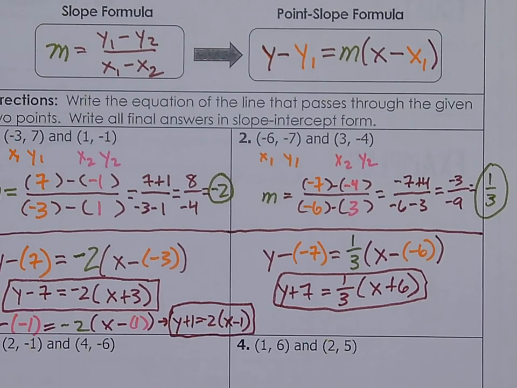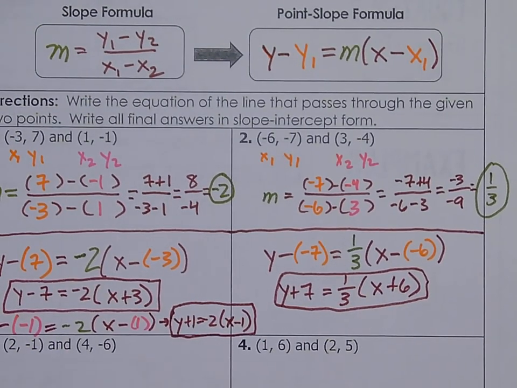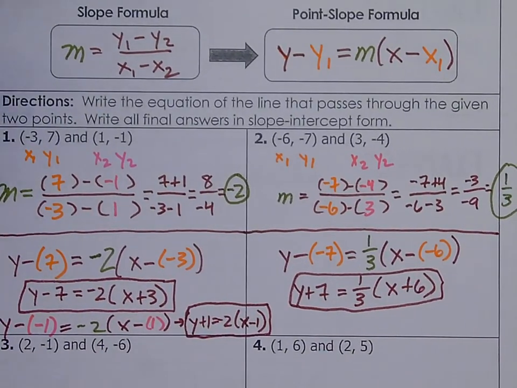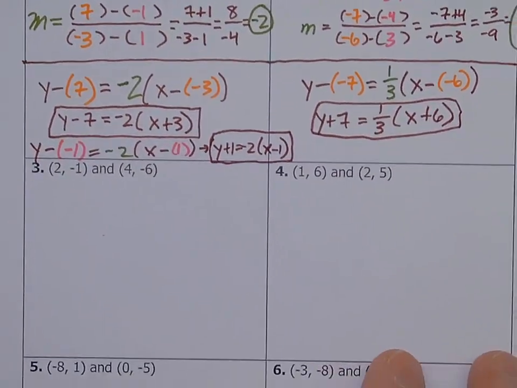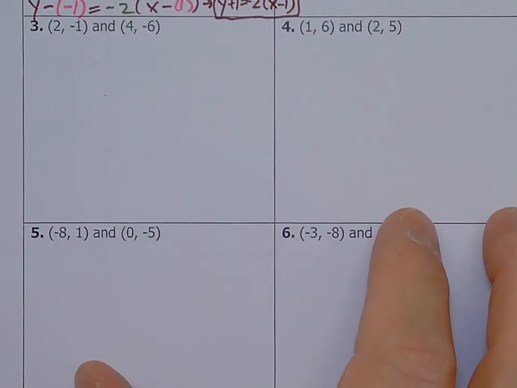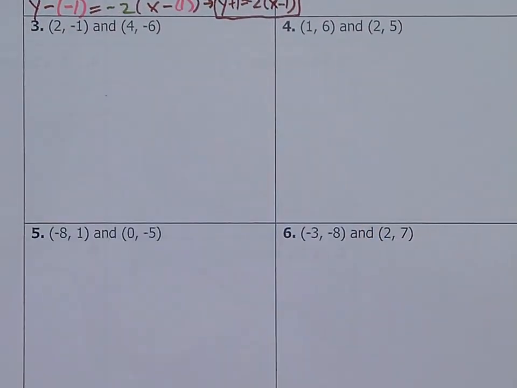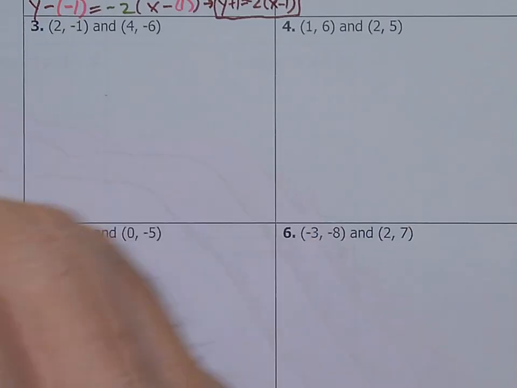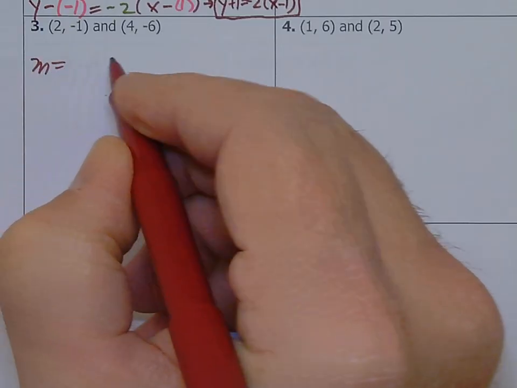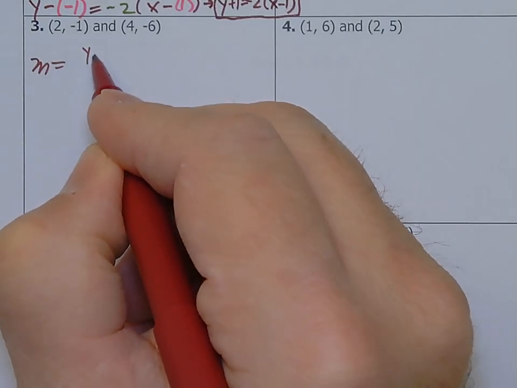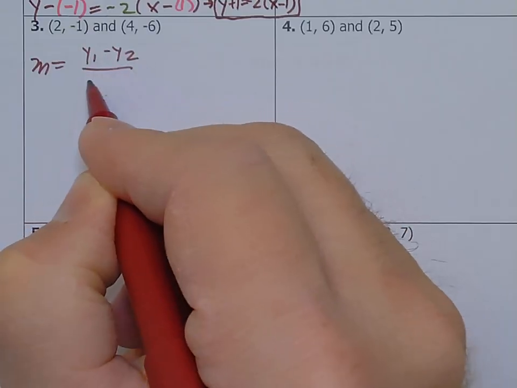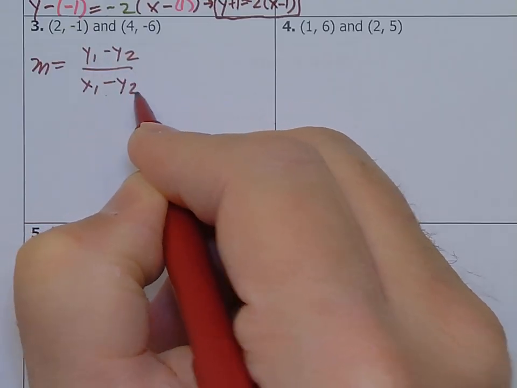I'm going to ask you to go ahead and follow the same process for these other problems down below, and I'm going to ask you questions as we go that you'll need to complete in the puzzle. So for number 3, I'd like you to tell me what is the slope of the line passing between those 2 points. Again, that's the slope formula, y1 minus y2 over x1 minus x2.